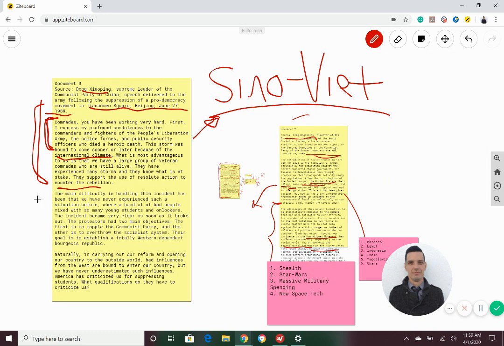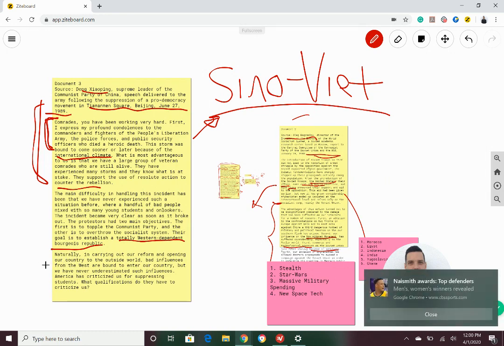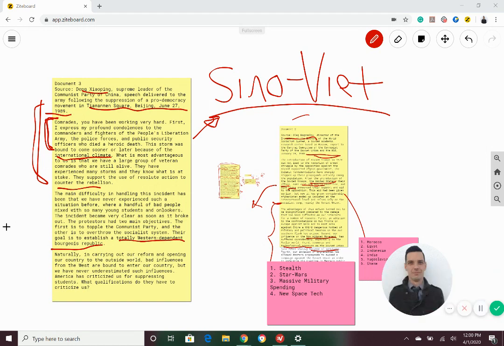The main difficulty in handling the incident has been that we have never experienced such a situation before. We are facing a handful of bad people mixed with some young students and onlookers. The incident became very clear soon after it broke out. First topple the Communist Party and together overthrow the socialist system. Their goal is to establish a totally Western-dependent bourgeois republic. Naturally, in carrying this out, our reform and opening the country to the outside world. The outside world never influenced the American criticized the president.